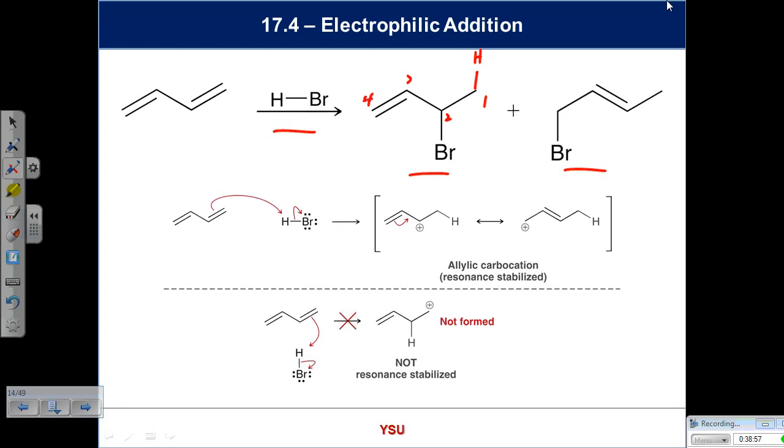We will call this the 1,2 addition product, simply because they added at carbons 1 and 2. On the other hand, in this example, H added at the end, there's 2, there's 3, and the bromine added at 4. That is the 1,4 addition product. You'll spend time on this. It turns out that the 1,2 addition product isn't as stable as the 1,4. Any ideas why?